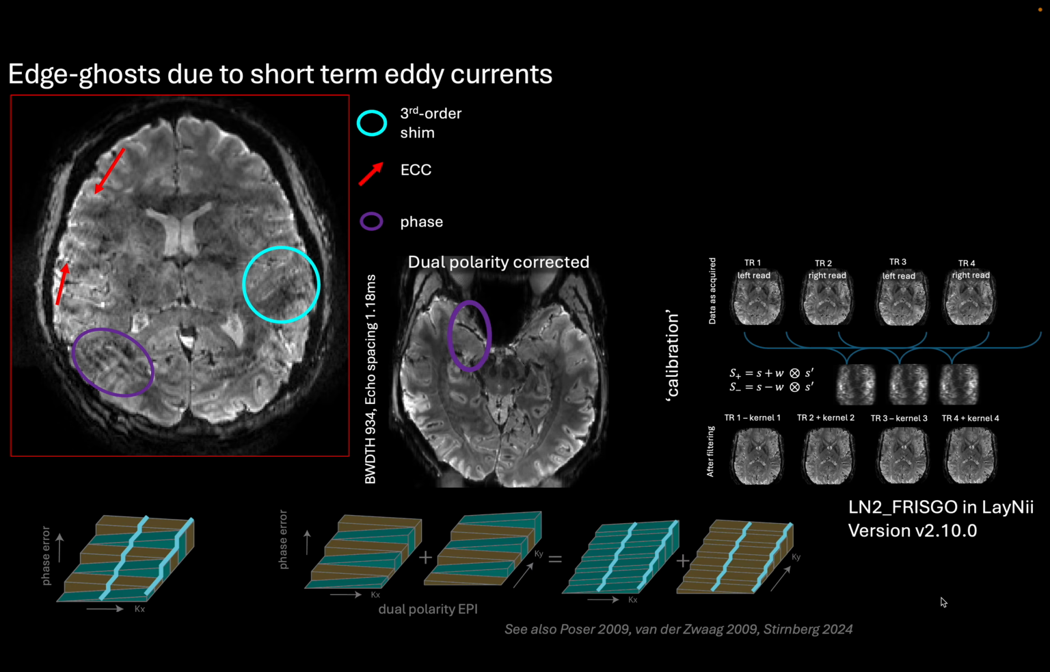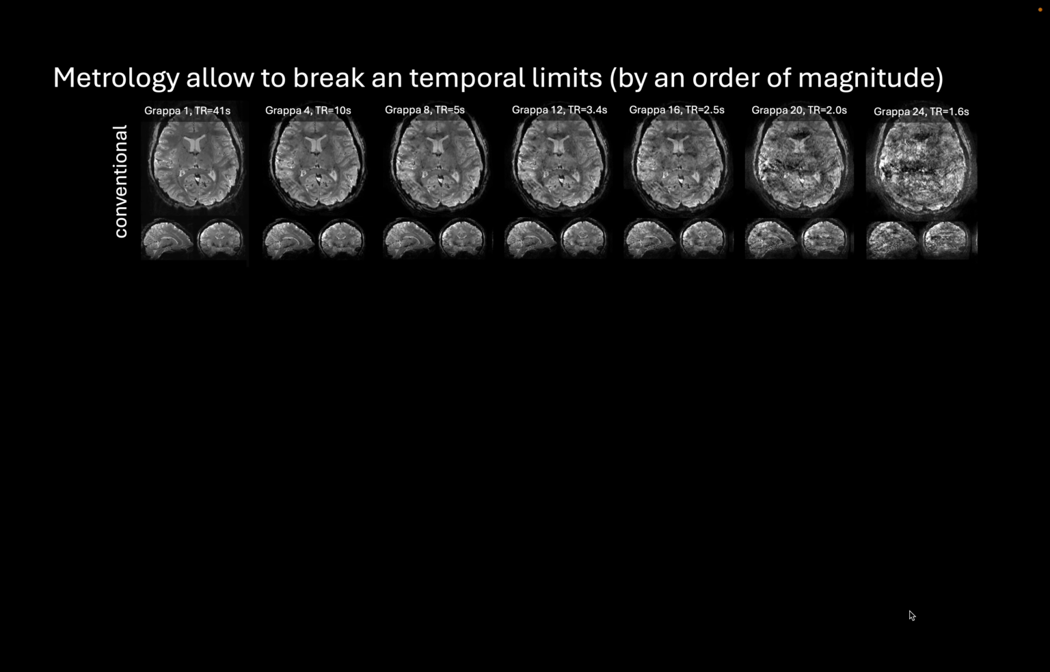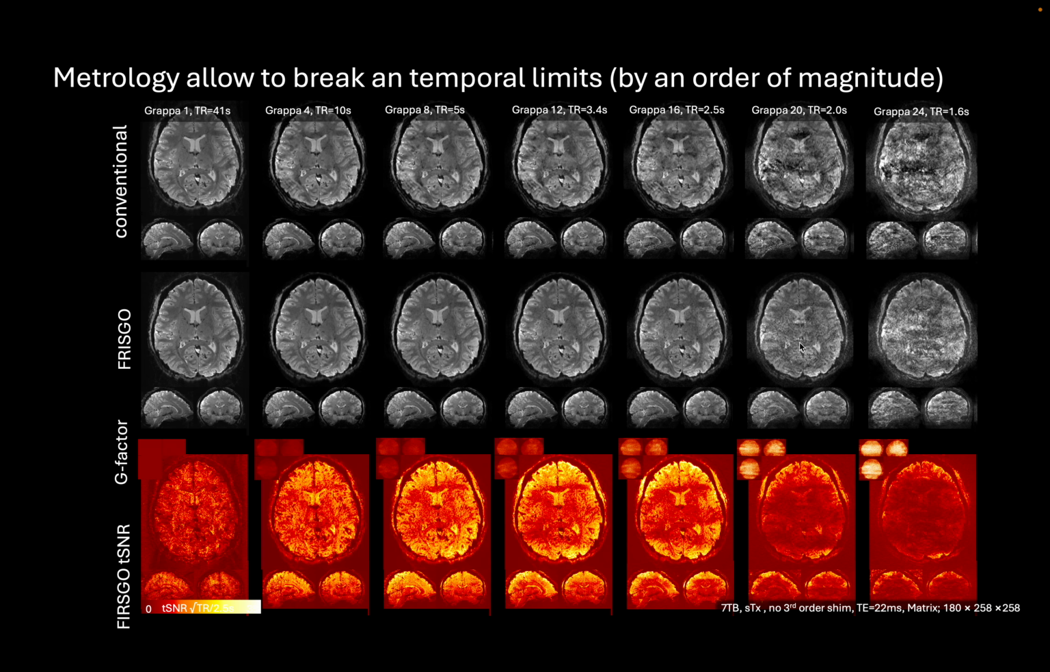So with all these different metrology tricks to fine-tune your scanner for high-resolution fMRI, you can turn those kind of data into those kind of data, where you certainly can easily go to GRAPPA 16, maybe even GRAPPA 20, where you're then finally limited by the thermal limit of the G factor.